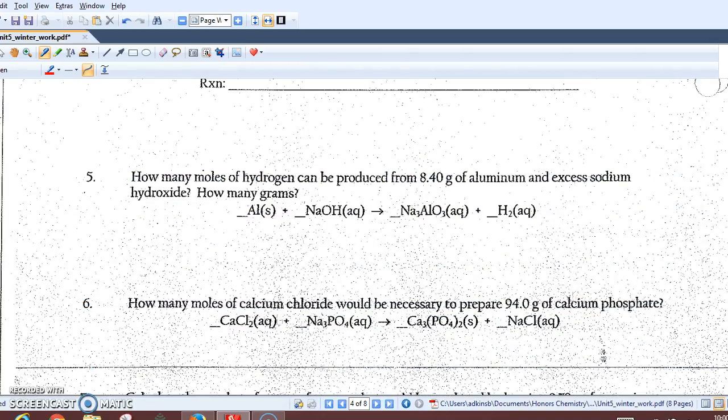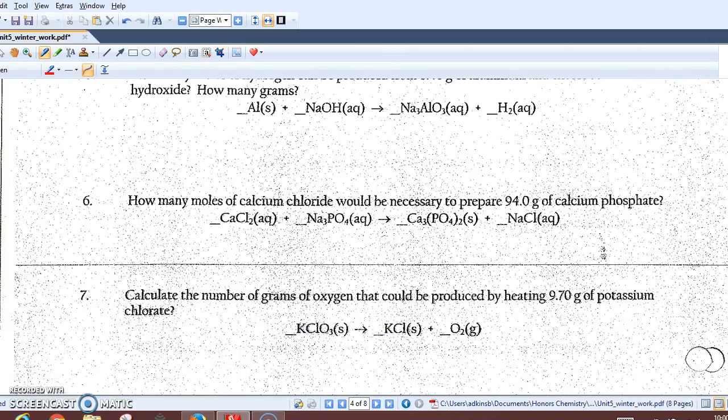All right, we've got time for one more probably, so we'll do number 5. It says, how many moles of hydrogen can be produced from 8.4 grams of aluminum and excess sodium hydroxide? Okay, this one is actually a mole to mass, which is what we were doing on the front, right? So I'm going to leave this one and skip down. Let's see if we can do 7 together. The answer on number 5 is going to be 0.467 moles, and then the follow-up question is 0.93 grams. Those are both of hydrogen. See if you can get those.